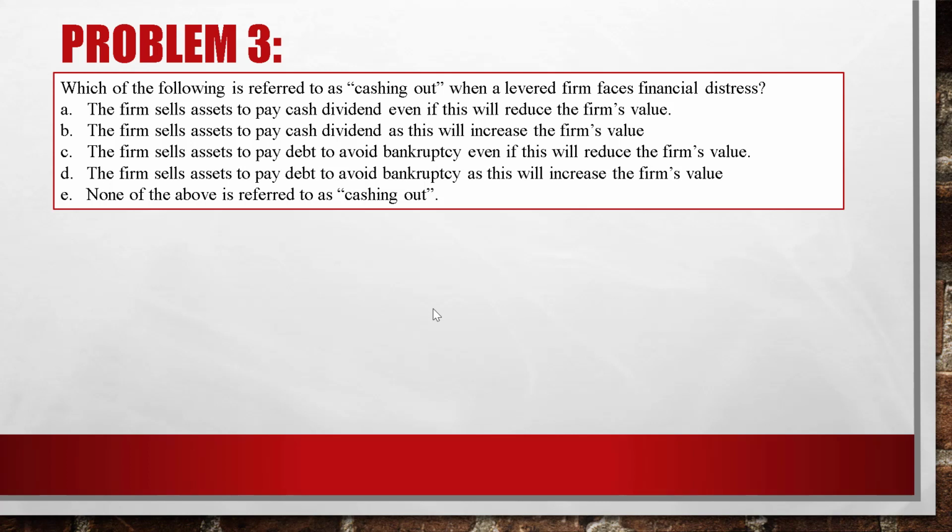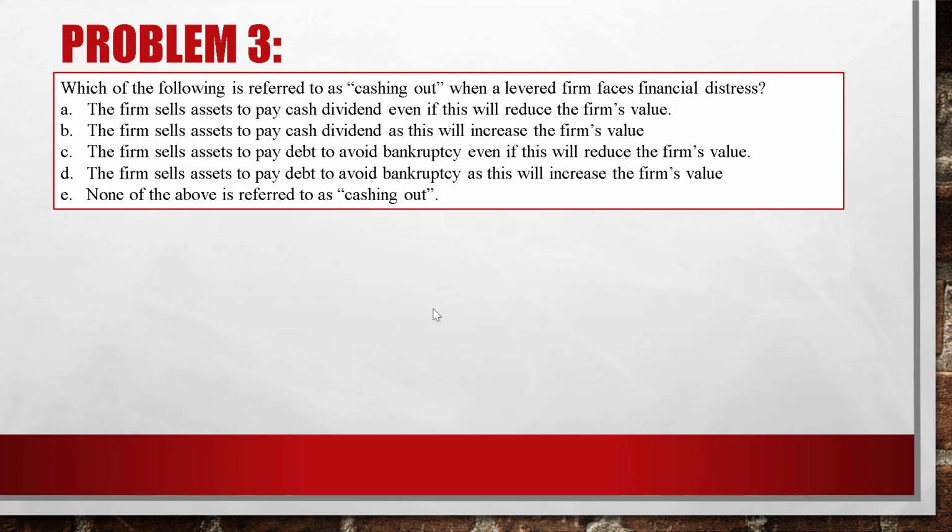Right now, we don't talk about whether the firm value will increase or decrease after we make the decision, after we cash out. Let's just think about why we have to sell assets to get cash. Here we have two options. Either we sell assets to pay cash dividend, or we sell assets to pay debt to avoid bankruptcy.